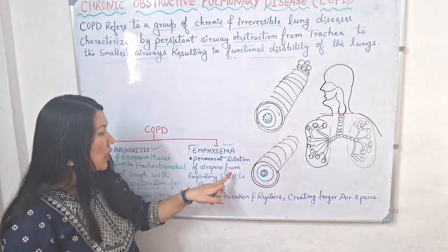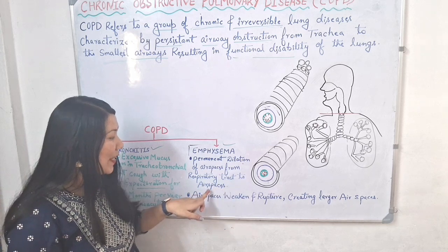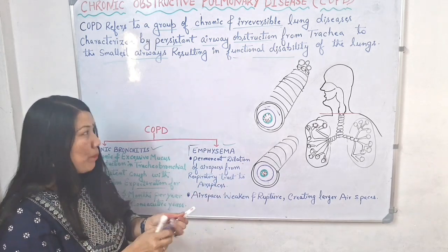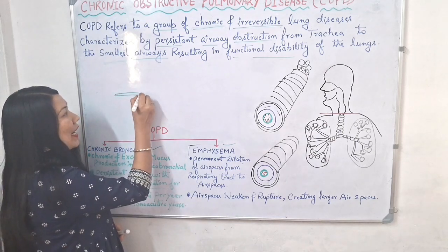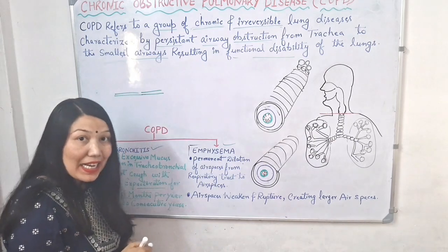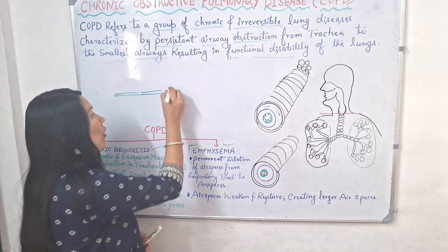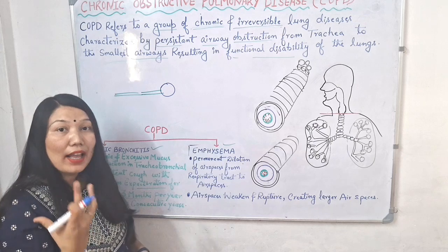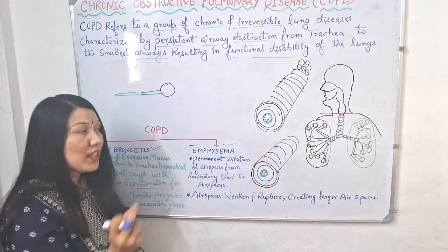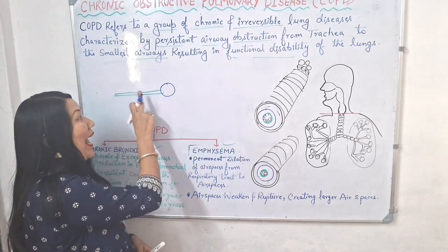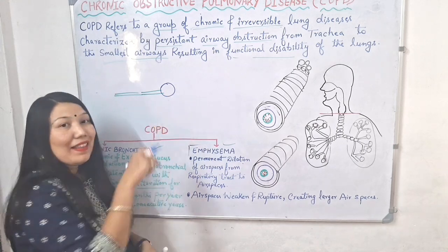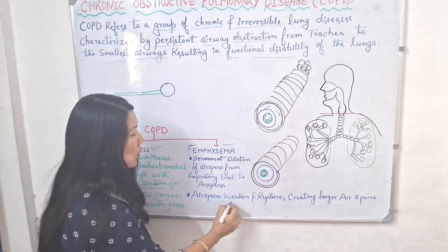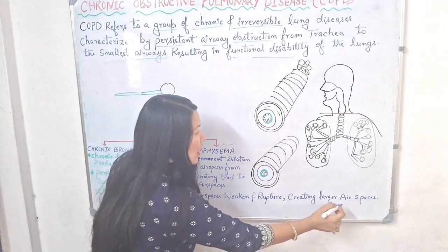Permanent dilation of air space from the respiratory tract to the air space. When we say respiratory tract, we are talking about the respiratory bronchiole, which is attached to the alveolar duct, and from the alveolar duct the alveoli are attached. If there is dilation in the respiratory bronchiole, in the alveolar duct and in the alveoli, then it is categorized under emphysema.